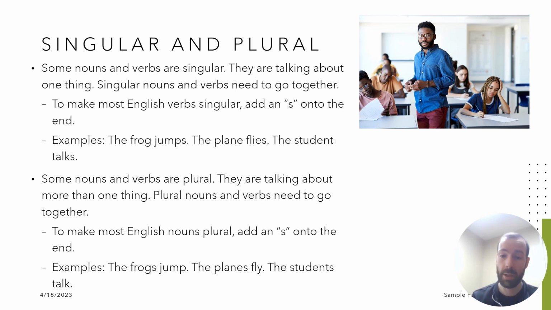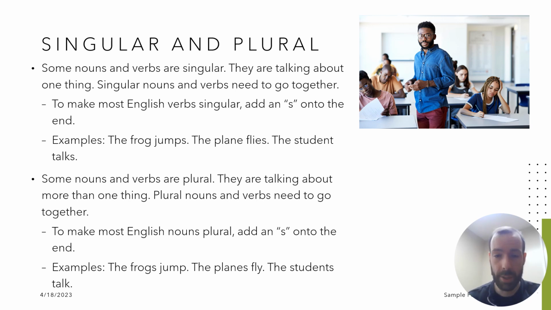We're talking about one frog. And when we describe its action, jumping, we have an S at the end. The frog jumps. We're just talking about one plane, that's our subject. And when we are talking about it flying, we have an S on the end. The plane flies. We're just talking about one student. And when we describe its action of speaking, we have an S at the end.